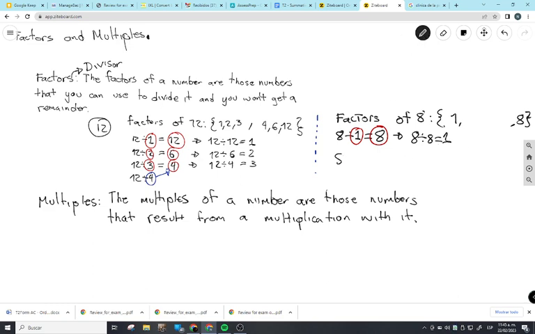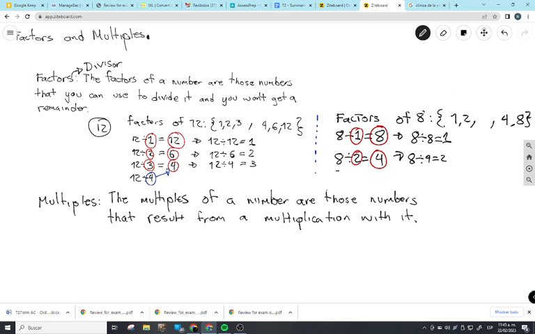Let's try with 2. 8 divided by 2 is 4. Excellent. And you know that 8 divided by 4 is 2. That means that 2 and 4 are factors of 8. Let's write them in the list. 2 and 4. Okay. Let's see if we find something in between these two.